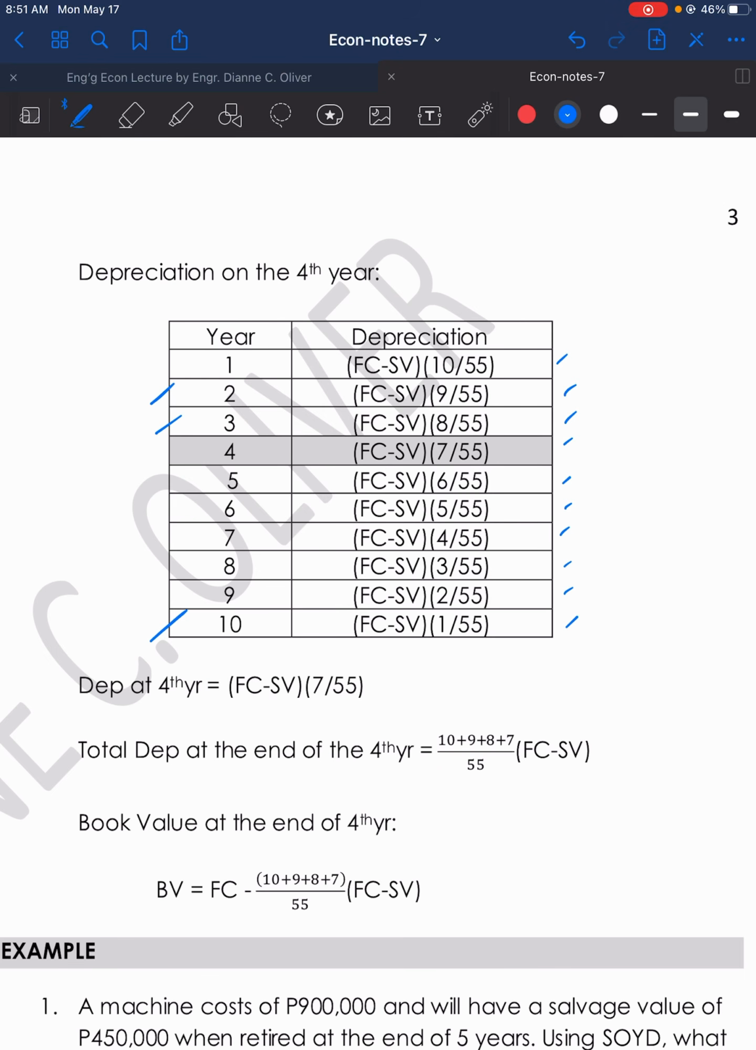Then for computation, for the depreciation of the 4th year, this is the formula, if we're not using the table, so we'll just solve it directly. For the depreciation of the 4th year, we will have 10 minus how many years previously? We have 3 years, so we have 7.